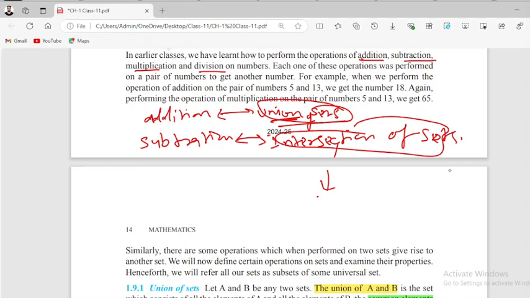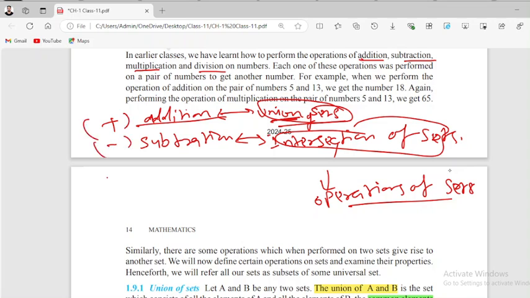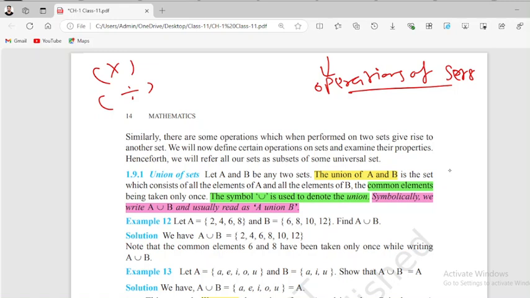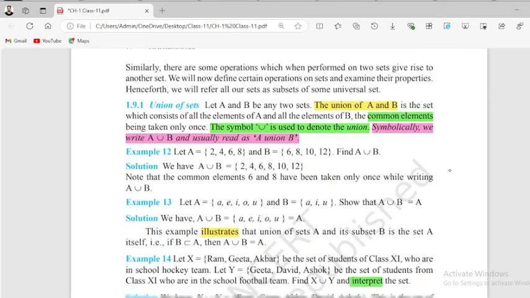Addition, subtraction, multiplication and division are all algebraic operations in mathematics, but these are the set operations. So how can we use all these set operations? Let us understand one by one.